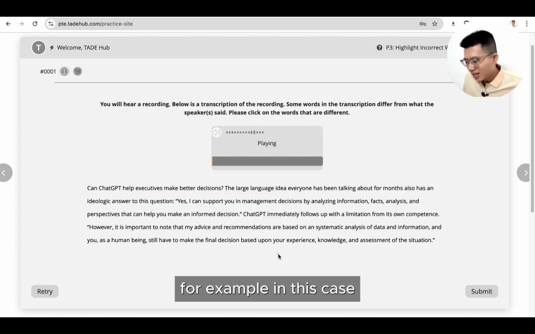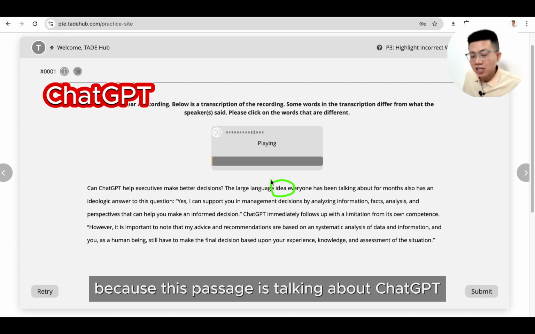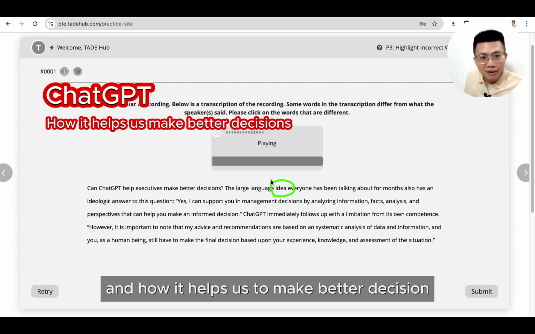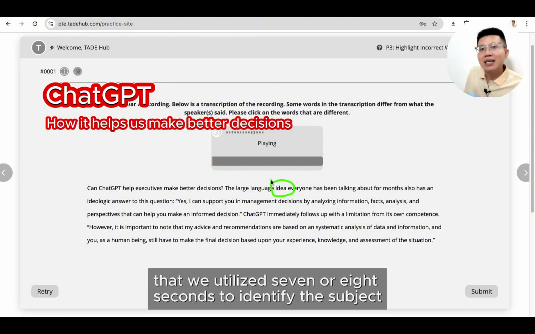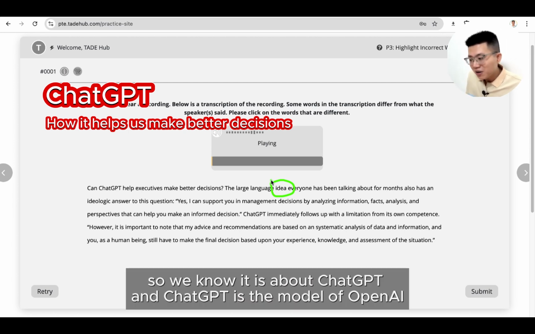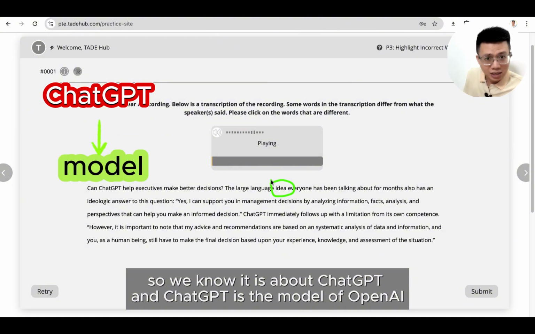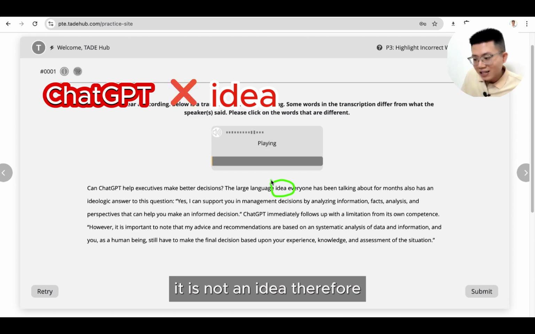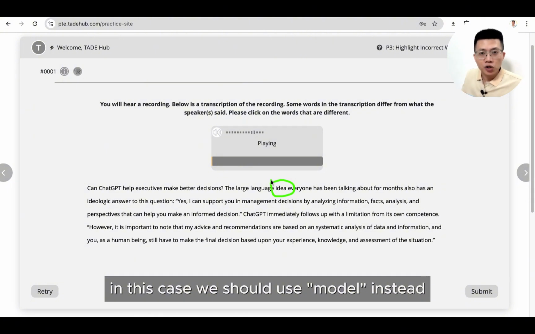For example, in this case, I know that this word, idea, is a wrong contextual meaning, because this passage is talking about ChatGPT and how it helps us to make better decisions. You can see in the preparation time that we utilized 7 or 8 seconds to identify the subject, and then what the text is saying about the subject, right? So we know it is about ChatGPT, and ChatGPT is the model of OpenAI. It is not an idea, therefore idea is a wrong contextual meaning in this case. We should use model instead.